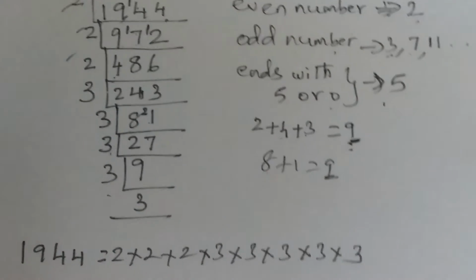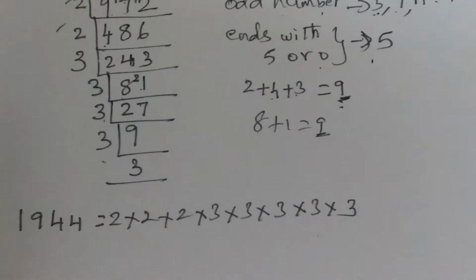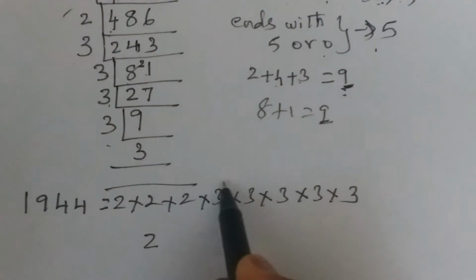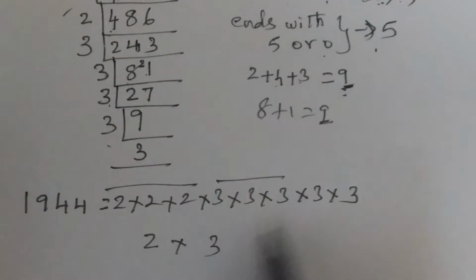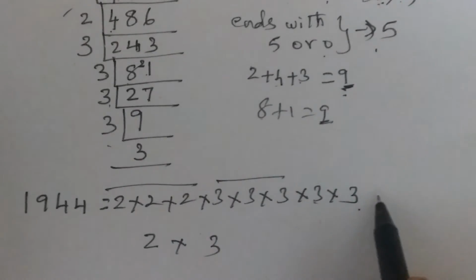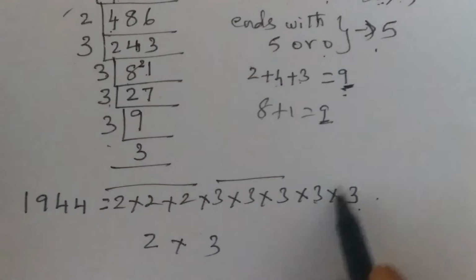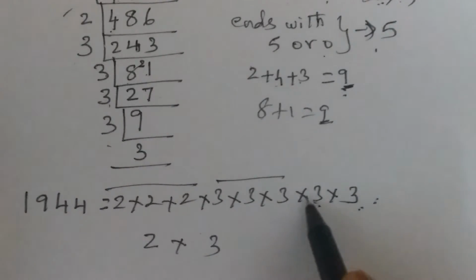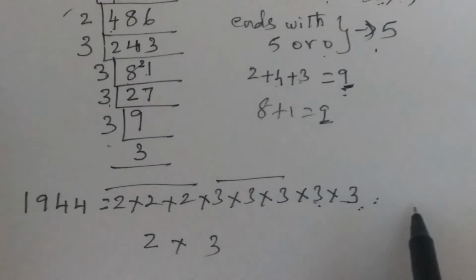If there is a cube root, then for every 3 factors, you have to select one factor. For these 3 2s, we select 2. For these 3 3s, we can select 3. But for these two, there are only 2 3s. We should have 3 3s, then only it is a perfect cube. But there are only 2 3s, one more 3 is missing. So we cannot select a 3 for this. We cannot group into 3 factors.